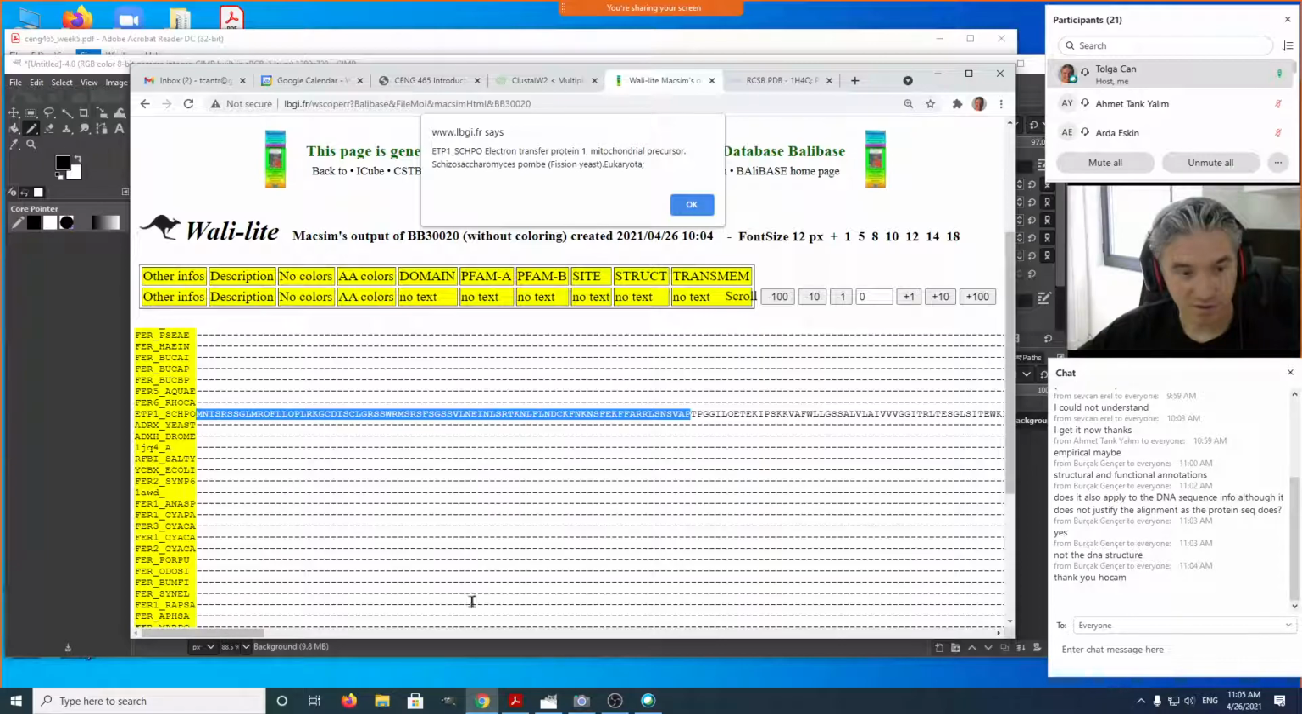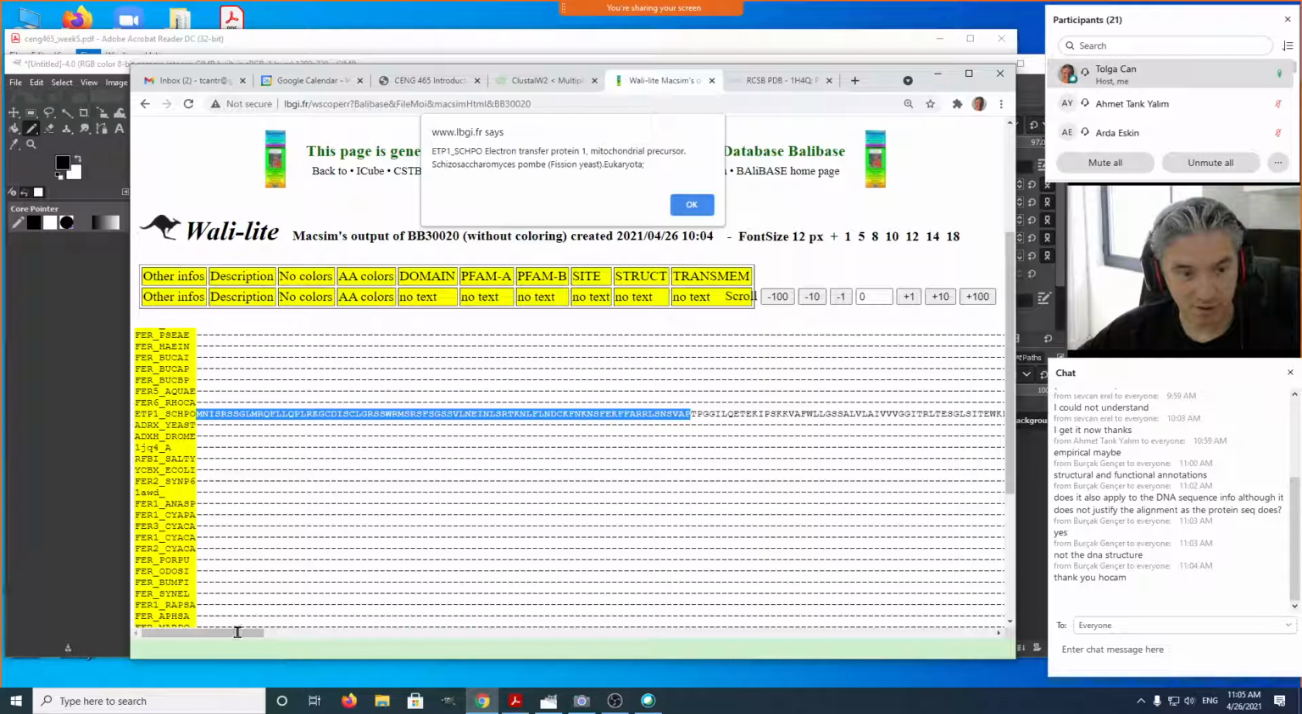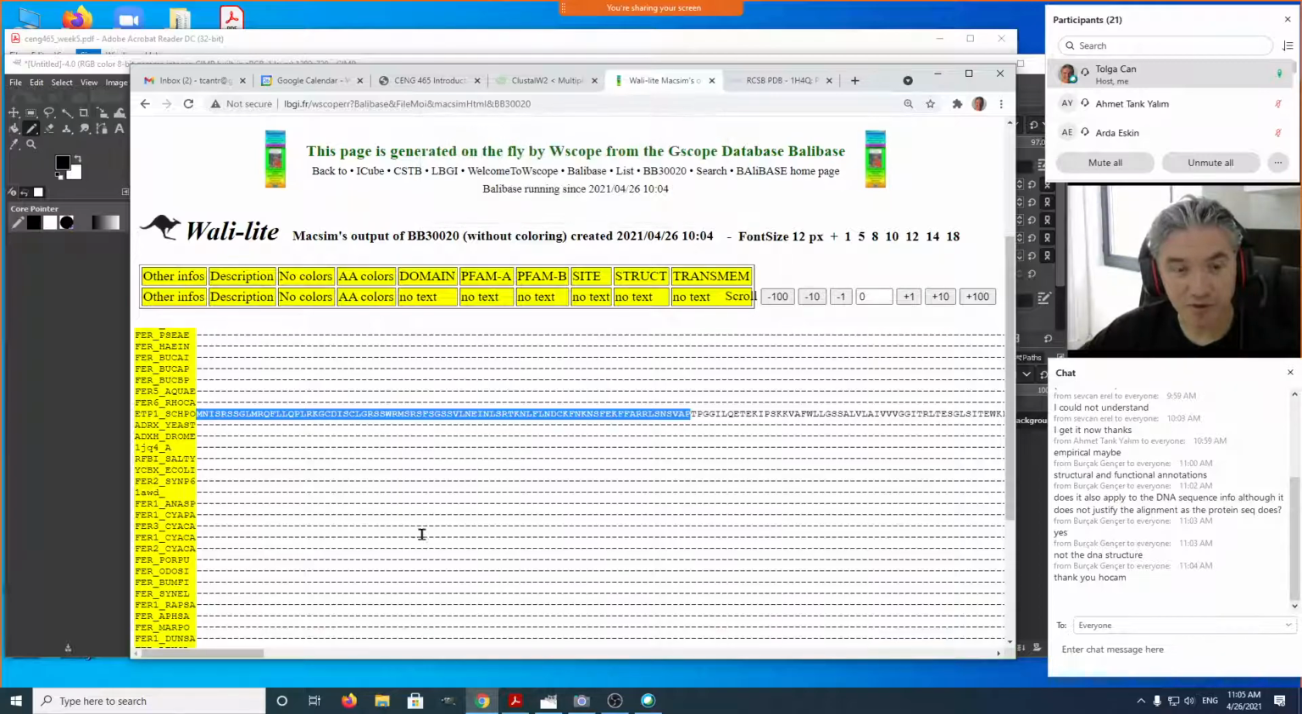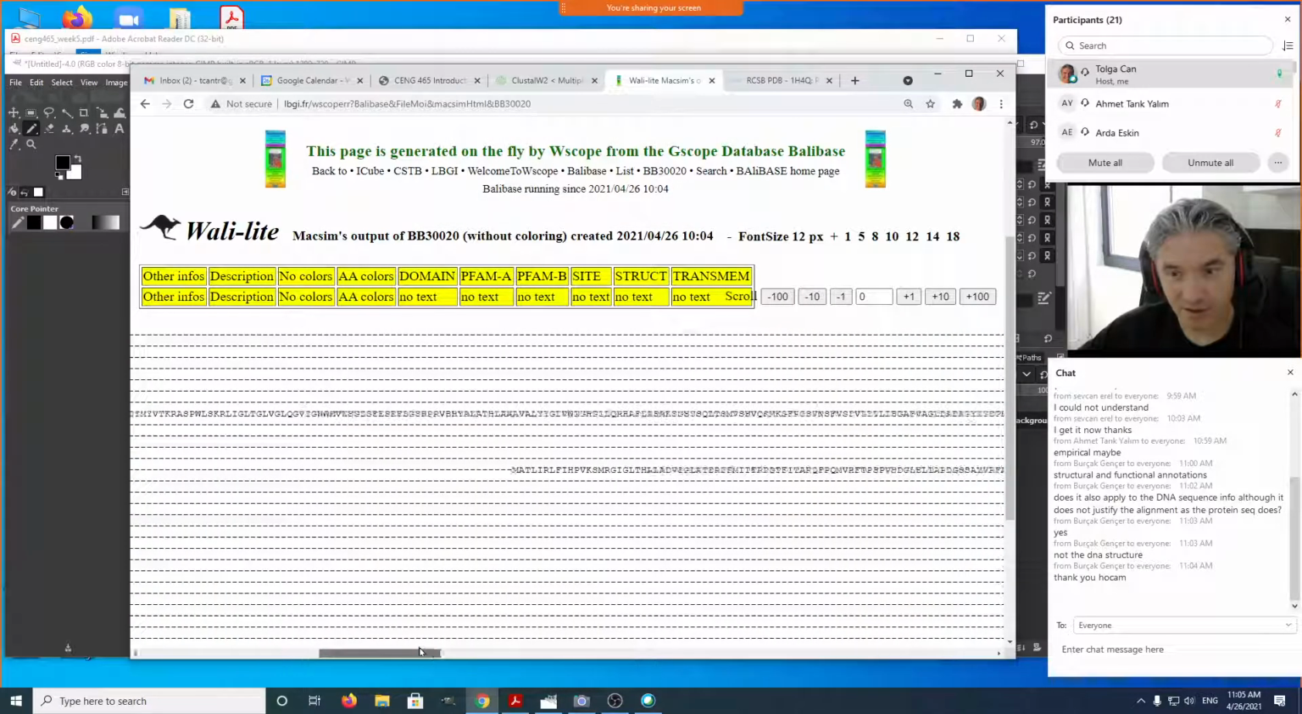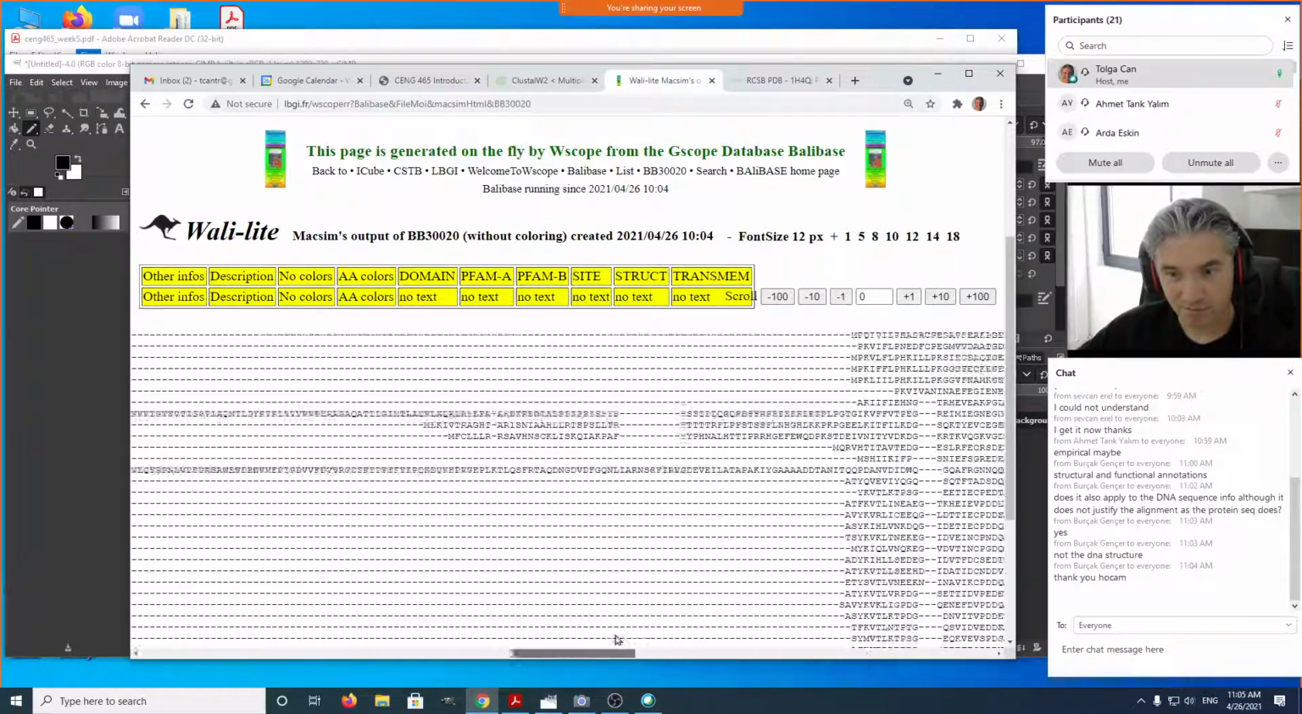Let's, so I cannot select the scroll bar. Why? Oh, because I selected. Oh, okay, when you select it, it tells you which protein it is. So some electron transfer protein. So let me, yeah, look at this.